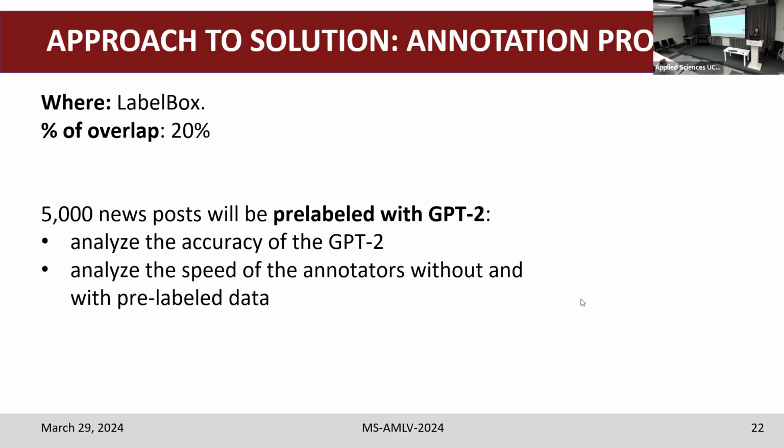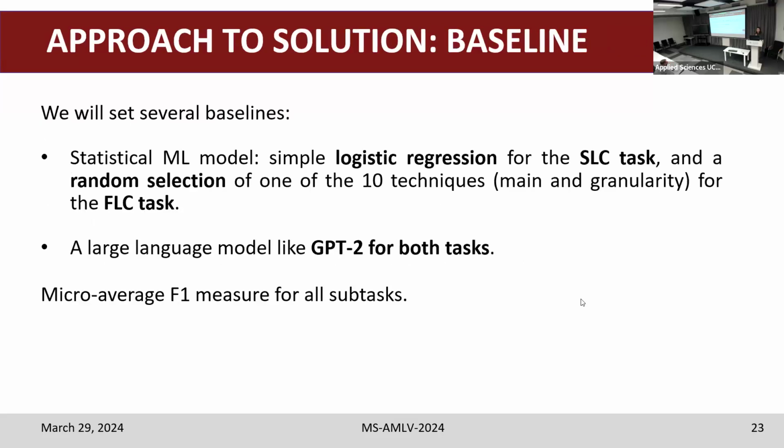Also, we would like 5,000 news posts to be pre-labeled with ChatGPT, with GPT-2, to analyze the accuracy of the large language model and analyze the speed of the annotators without and with pre-labeled data. We will set several baselines: a statistical machine learning model, like simple logistic regression, for the first, sentence-level classification task, and a random selection of one of 10 techniques for the fragment-level classification task. The second baseline for both tasks is GPT-2.